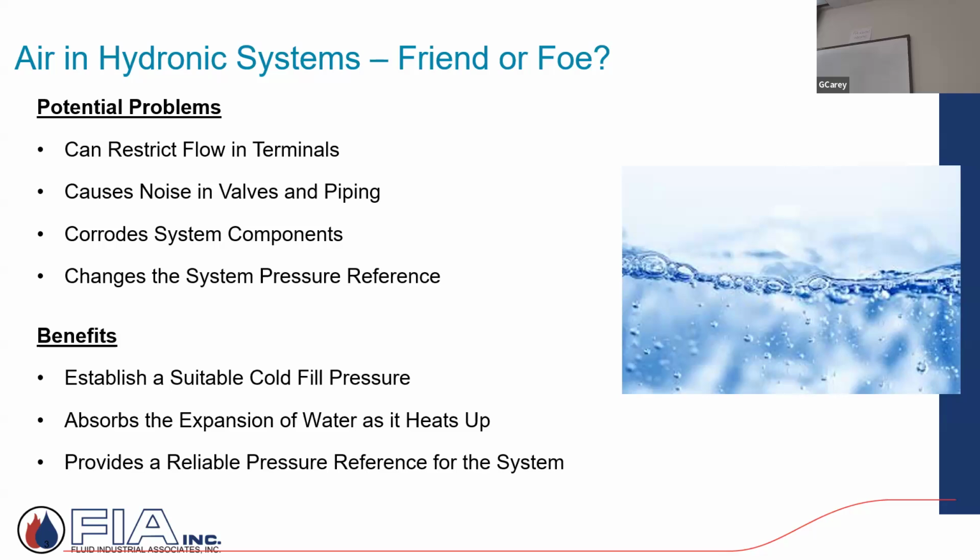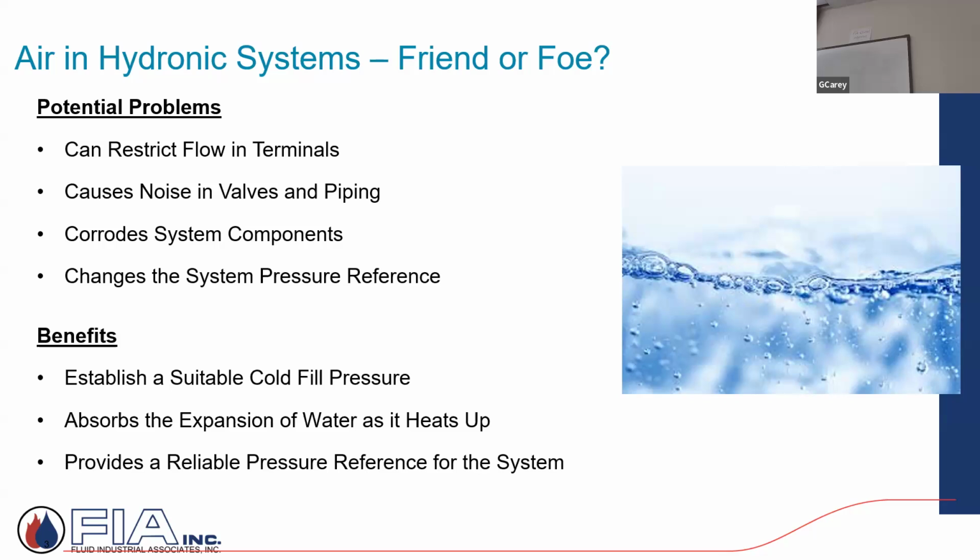Some of the benefits, we can use it to establish a suitable cold fill pressure for that system. How do we pressurize it? We use that body of air, that body of gas in that expansion tank. Most importantly, this one in the middle here absorbs the expansion of water as you heat it. So you fill a system with 40, 45 degree street temperature water, you fire up your boiler plant, it heats, you got to put it somewhere. And there's expansion tanks using this cushion of air is perfect for that application.